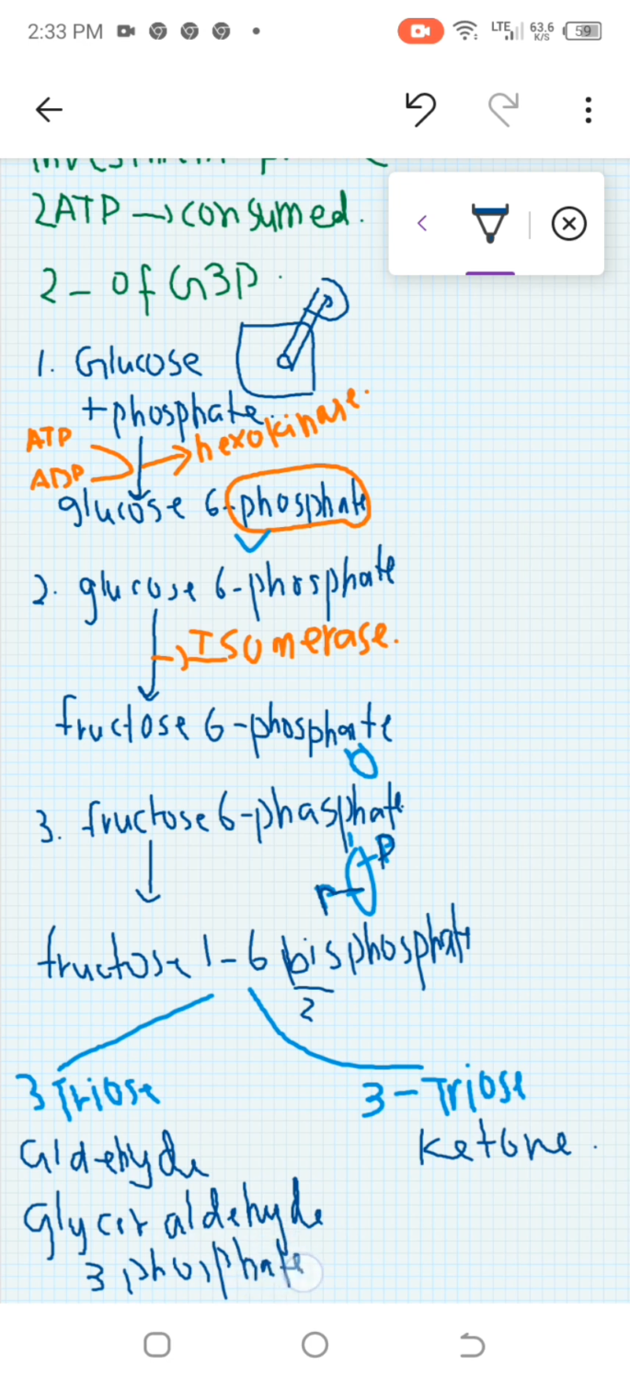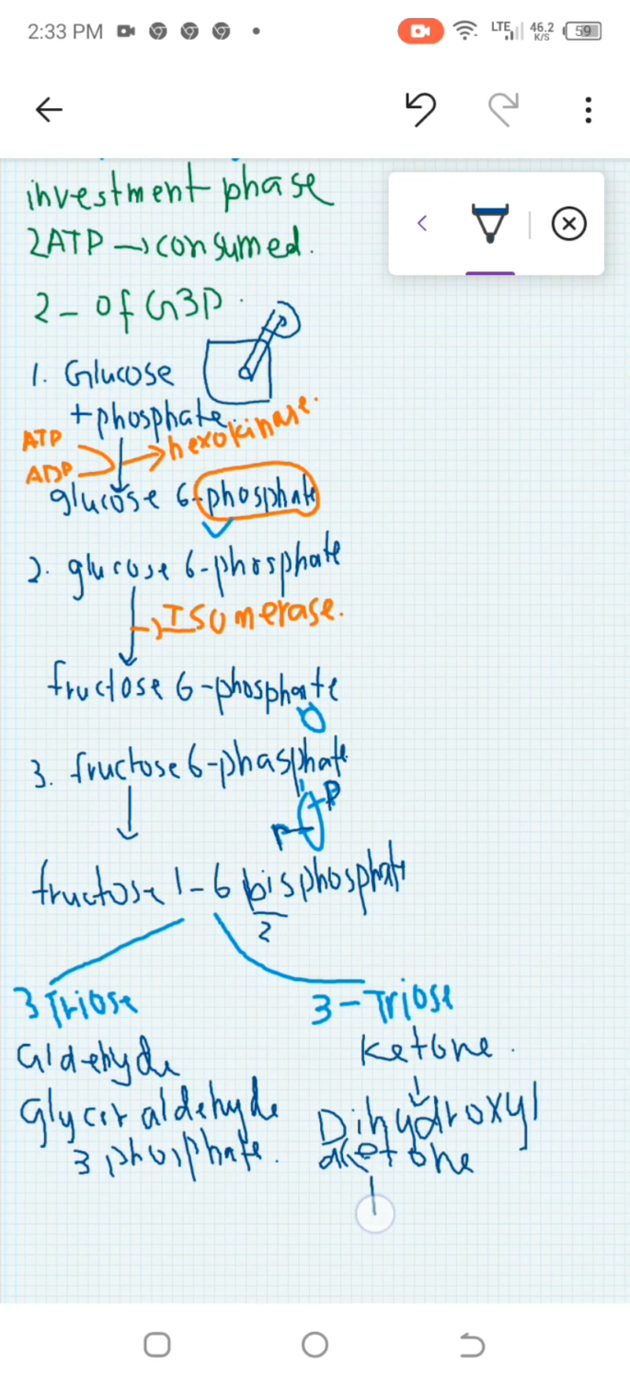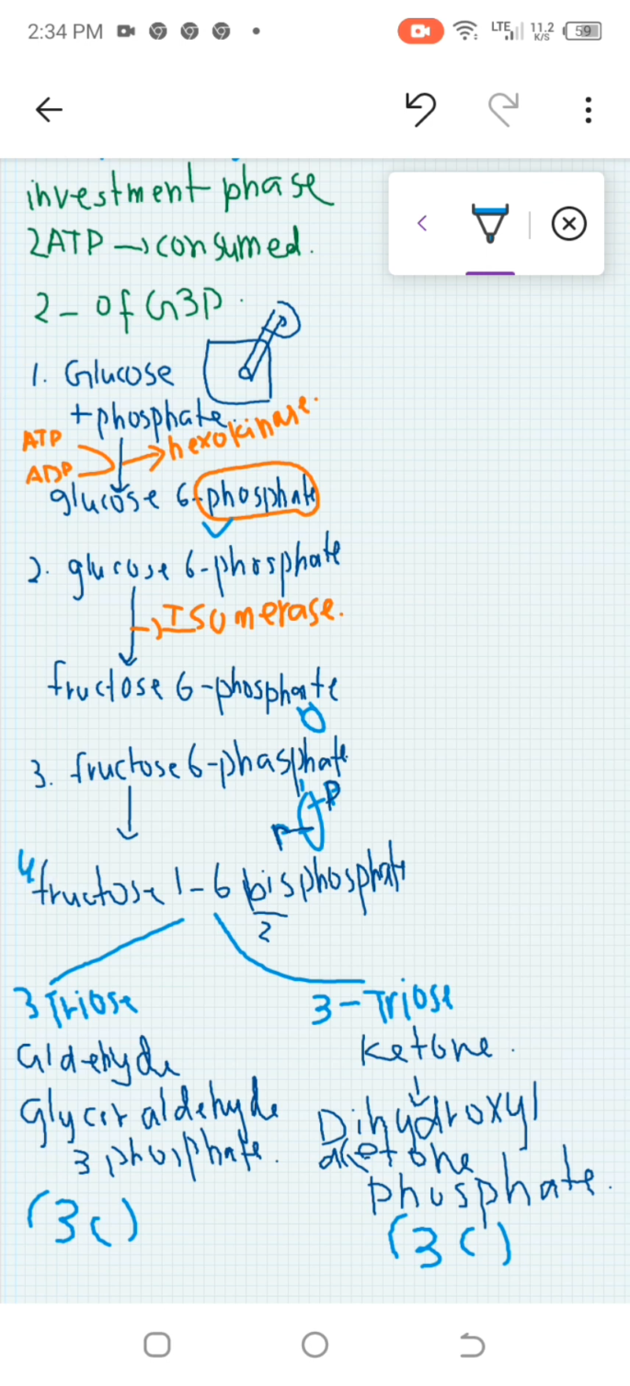These are basically two different forms, and this will become dihydroxyacetone phosphate. Fine. So now here we have three carbons, and here we also have three carbons. So now this is the fourth step done.